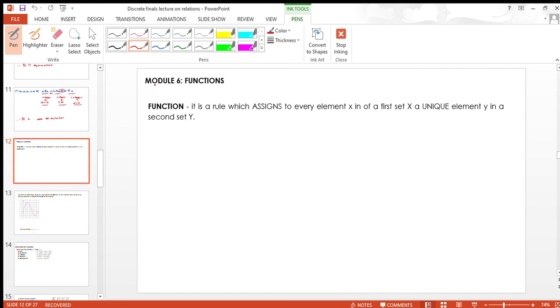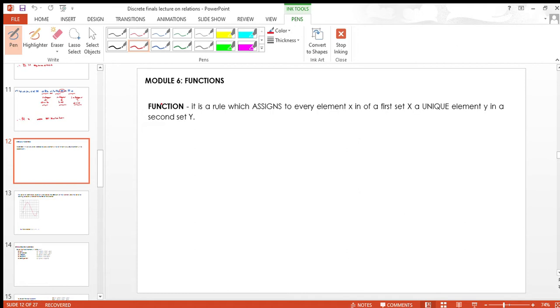Okay, so let's now proceed with our last lesson for discrete math. In the previous section, we have seen what a relation is. In that definition, it's just a subset of our Cartesian product. And in choosing the elements of that subset, we consider what we call our open sentence. Okay, so now we look at our functions.